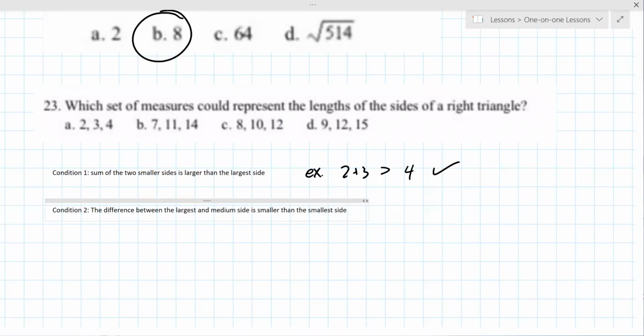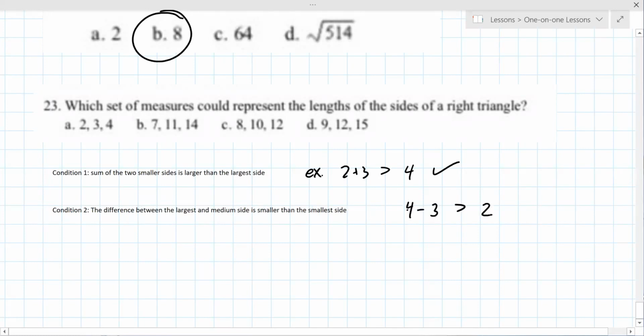This one's a little more wordy, but it's like saying 4 minus 3 has to be less than 2. I wrote that wrong. Usually the easier one is to add the 2 numbers, like 7 and 11. Is that greater than 14? Yes. Is 14 minus 11, 3, less than 7? Yes.